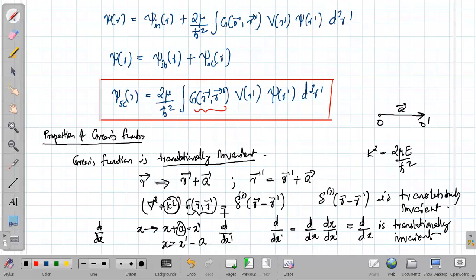It is a second order differential equation. Okay, so that's it. So this is one of the things we have to remember. So if you look at the Green's function, since it is translationally invariant, what should be the form of the Green's function?